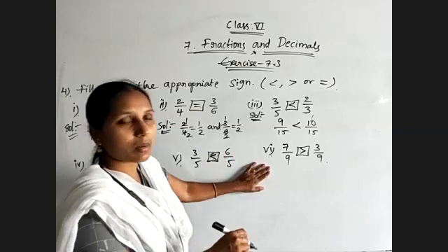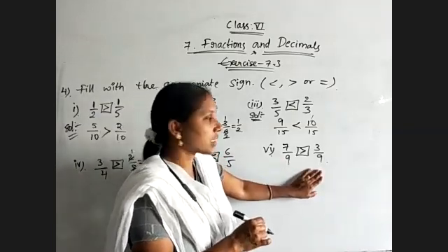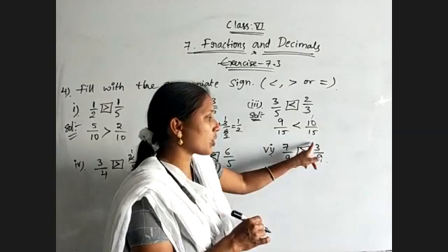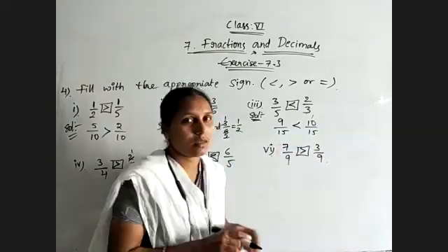Coming to the sixth problem, here these two are also like fractions and 7 is more than 3. So 7 by 9 is greater than 3 by 9. Okay.